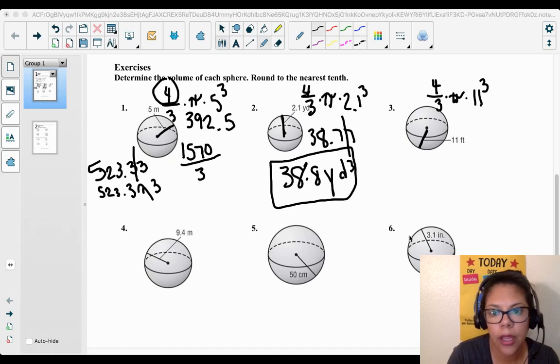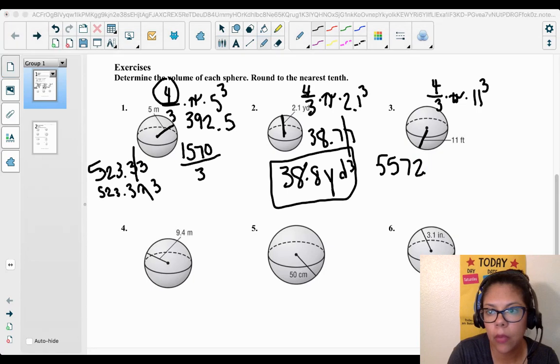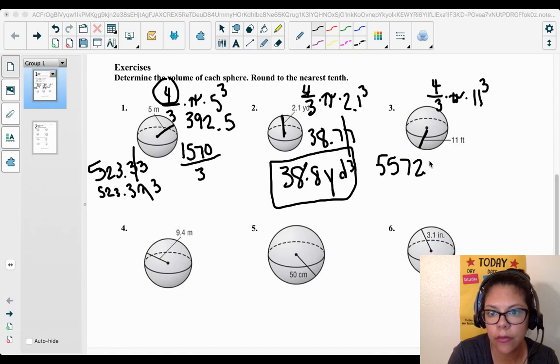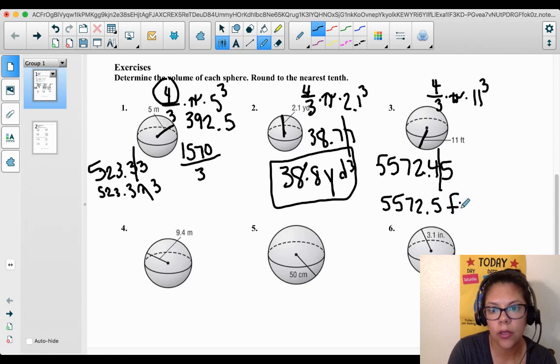So we have 5572 point, oops, 0.45. So that is now rounded to the tenths, and it is a 5, so the 4 is going to go up to a 5. So 5572.5 cubic feet. Okay.